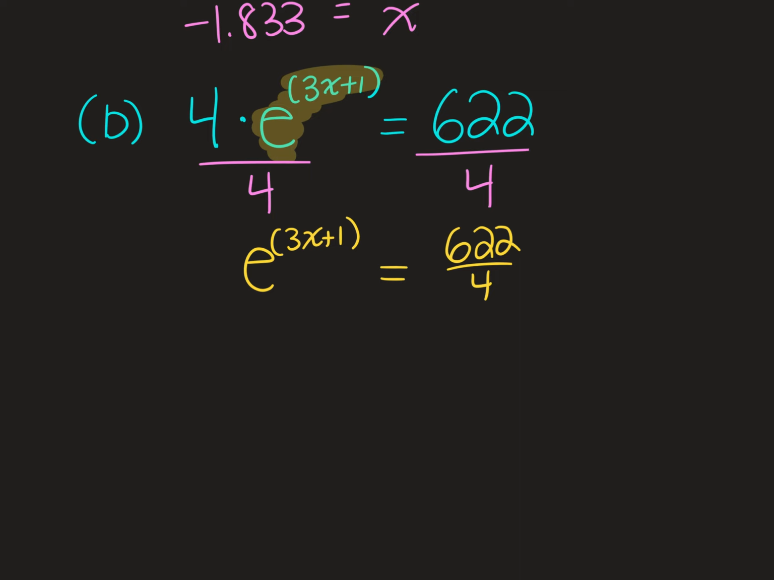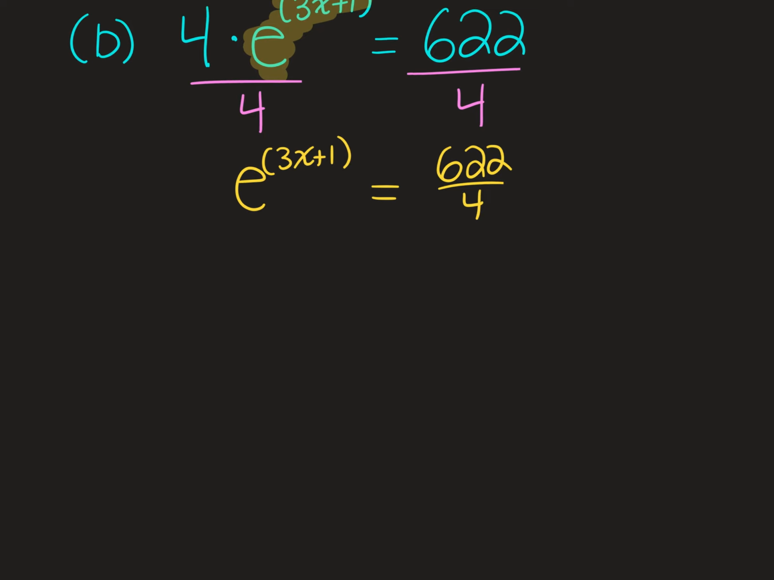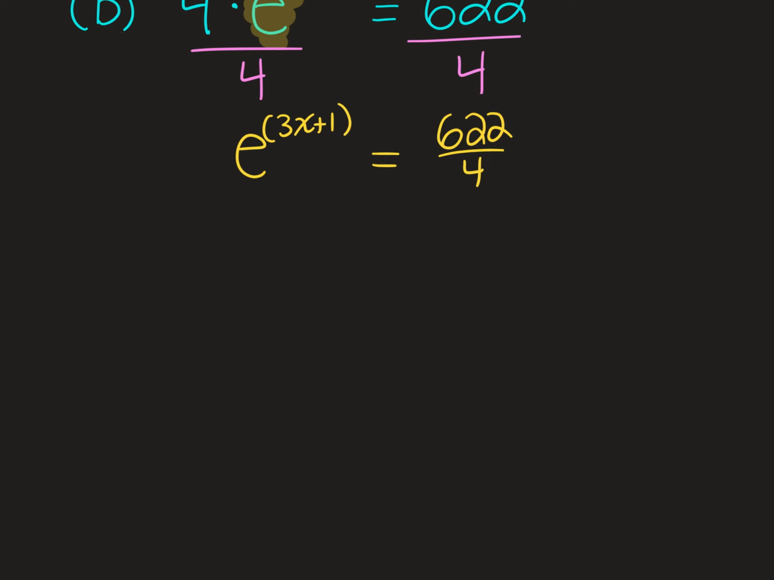It's not entirely necessary, because in a minute we're going to use our calculators. Okay, so now I'm going to rewrite this as a logarithm. Because there's no way I can find out what power of e is going to give me 622 over 4. Okay, I can't do that.